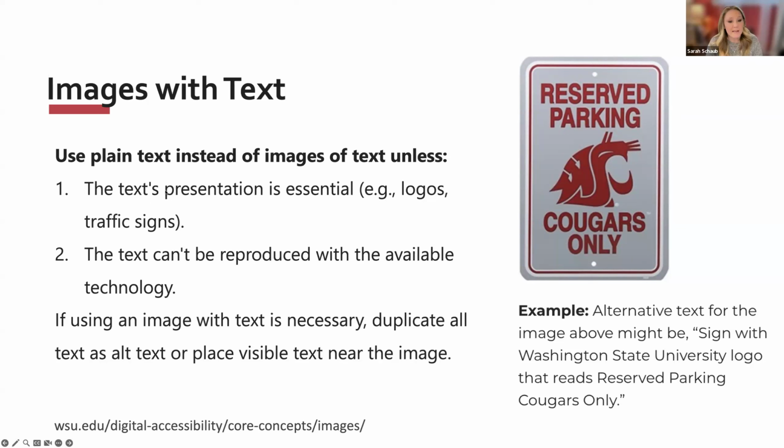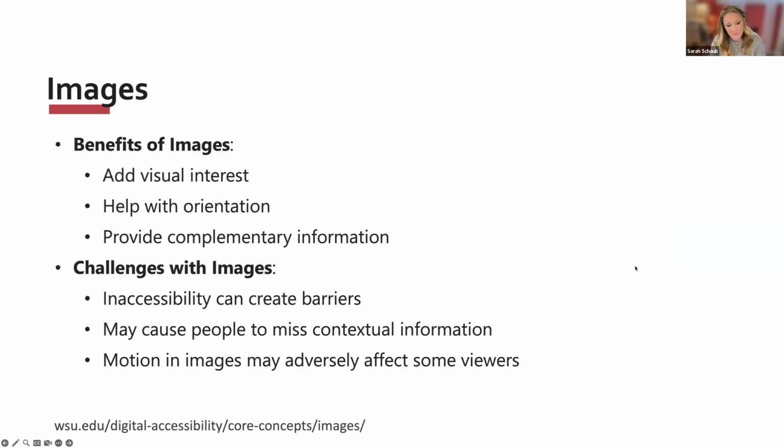So you use plain text instead of images of text unless the text presentation is essential. So for example, logos or traffic signs, where the text can't be reproduced with the available technology. If using an image with text is necessary, duplicate all the text as alt text or place visible text near the image. And that's the example that I just provided.